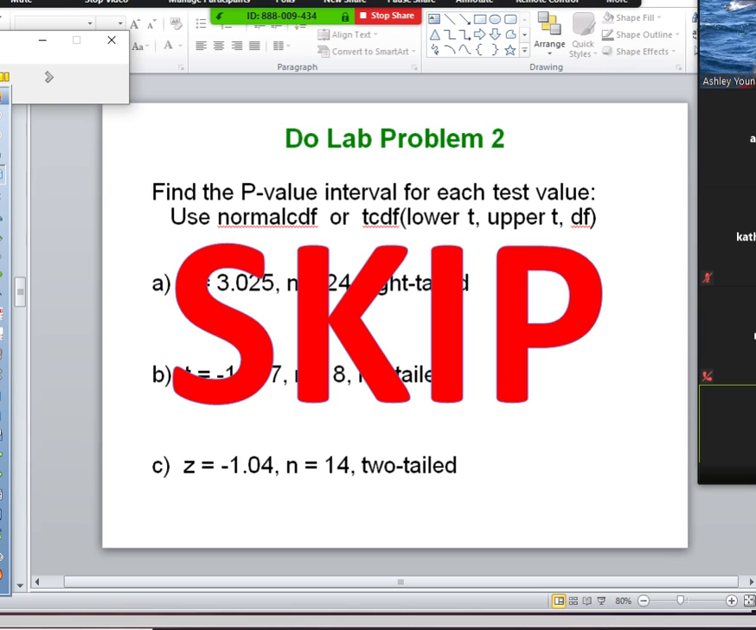And then, lab problem 2, we're going to skip that. So just put a line through it or write skip through that one. We're going to skip that one. So lab problem 2 on the very next page, page 17, we're skipping.